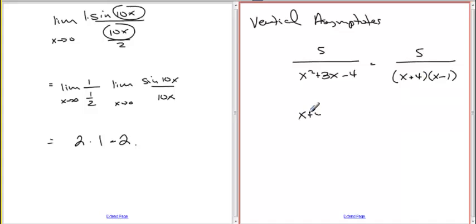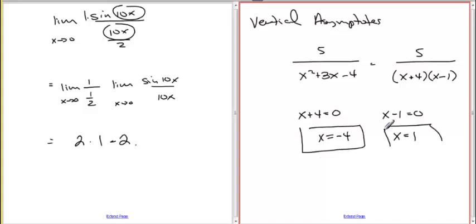So you can see the denominator goes to 0 under these two conditions, when this goes to 0 and that goes to 0. And those are the vertical asymptotes. So the vertical asymptotes are not 4 and 1. They are x equals negative 4 and x equals negative 1. So make sure you put the x equals.